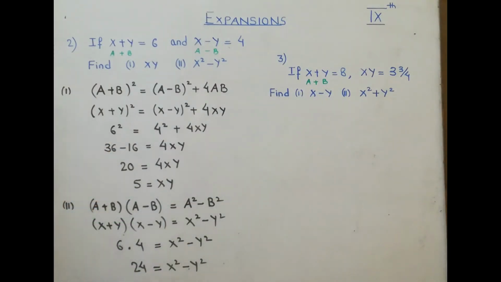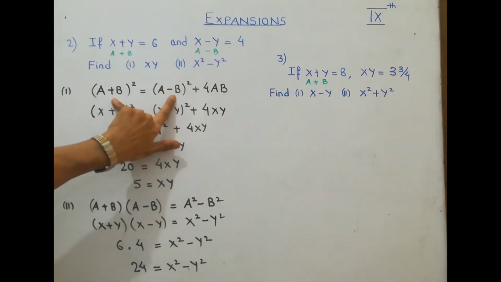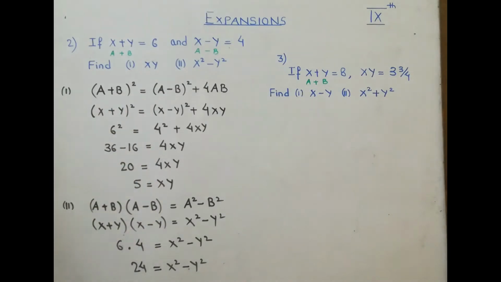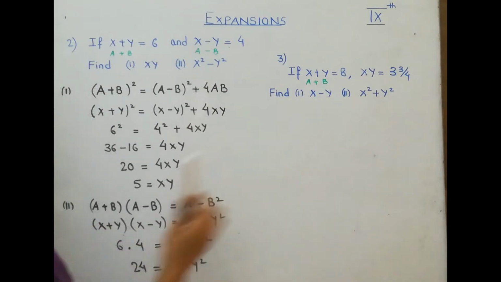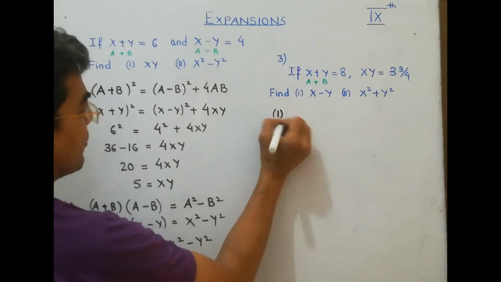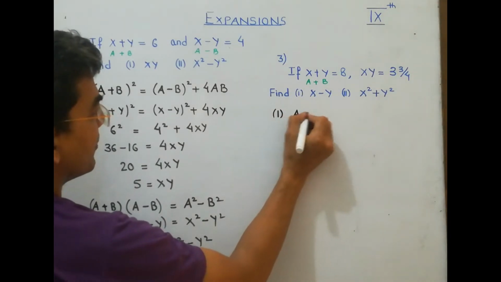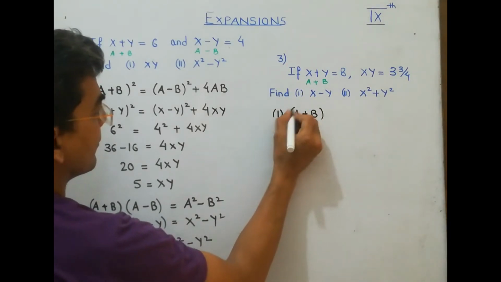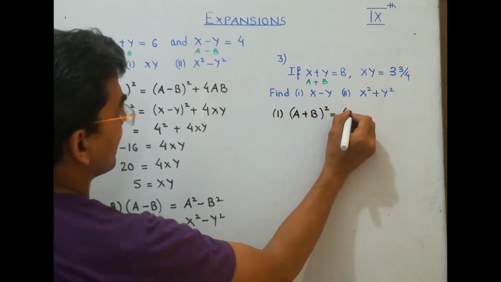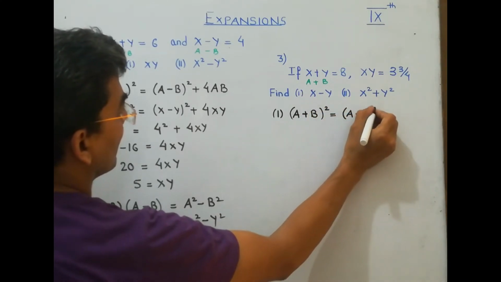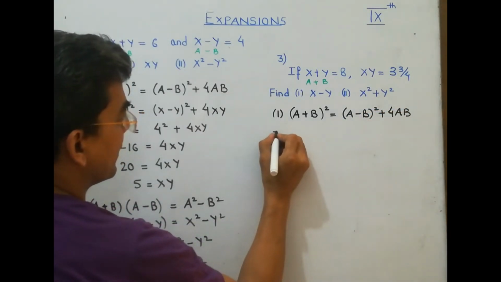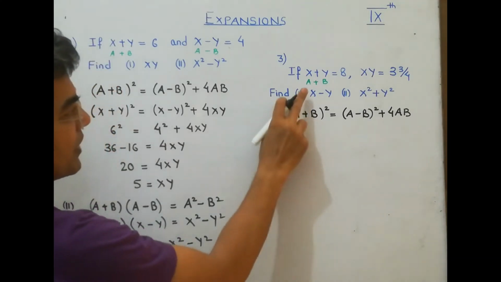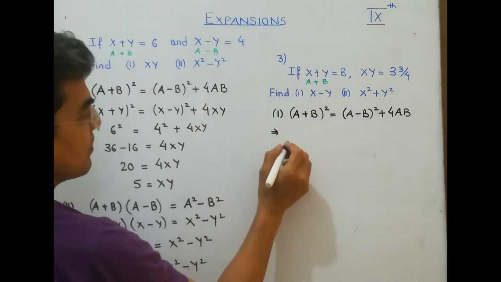Now in the previous question I told you a formula. There is a formula which relates a plus b and a minus b in the same form. So here a plus b is given to you and they have asked for a minus b. So we are going to use the formula. Formula is... now in this formula a will be replaced by x and b will be replaced by y.